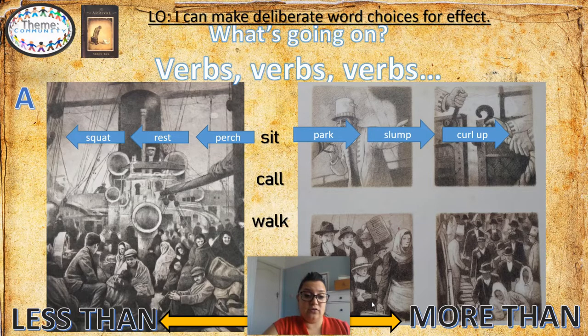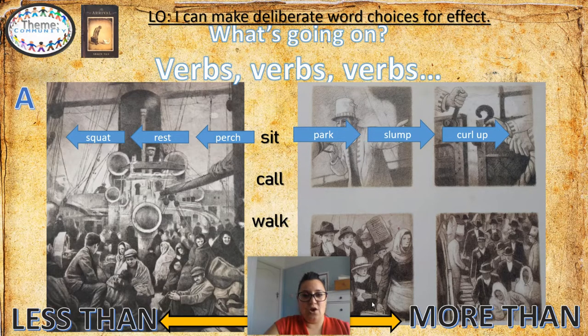Or the passengers perched on the deck of the ship. This gives us a kind of restless feel. There's a bit more energy going on here. They're ready to move on to somewhere else. They're not expecting to stay very long. We get two very different images.